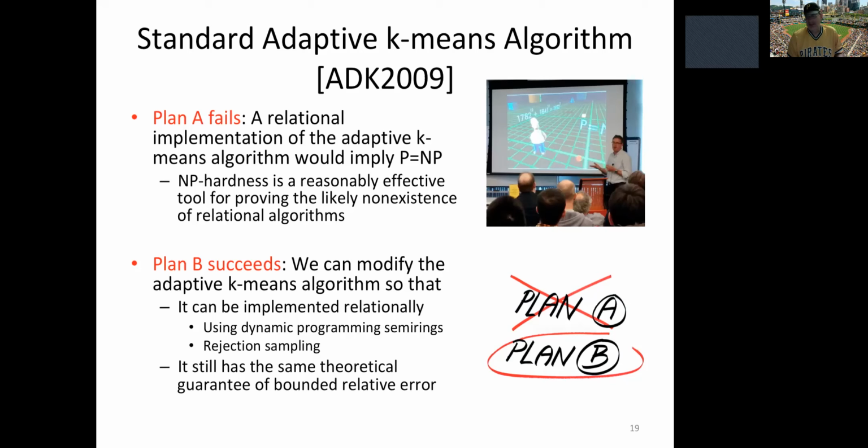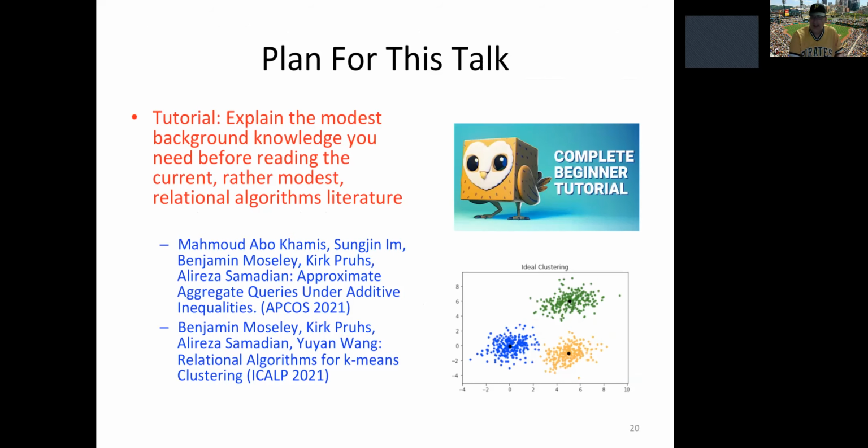And this algorithm is based, again, on rejection sampling and on a technique that we call dynamic programming semi-rings. All right, so that's sort of an overview of our results. I've got about 10 minutes left.